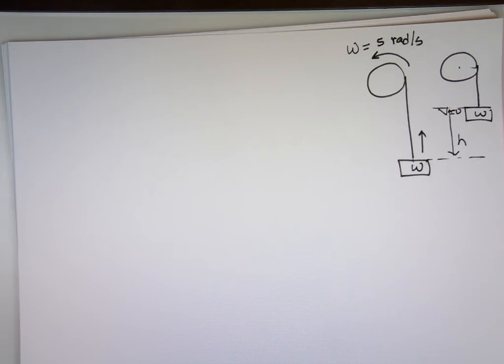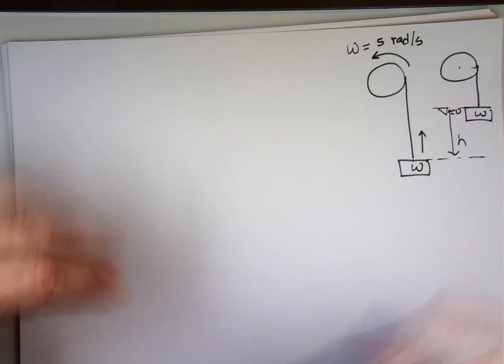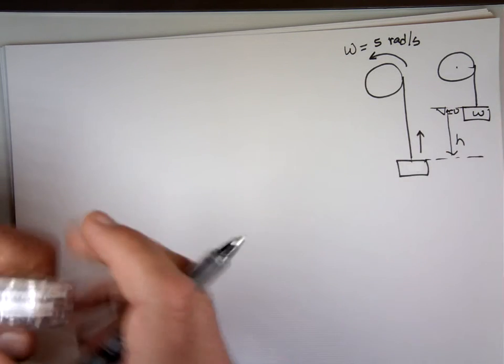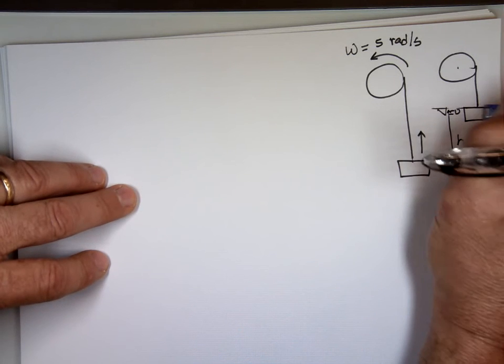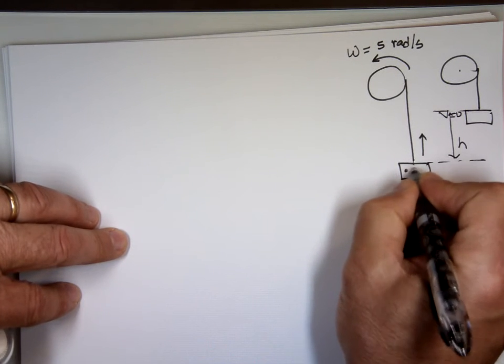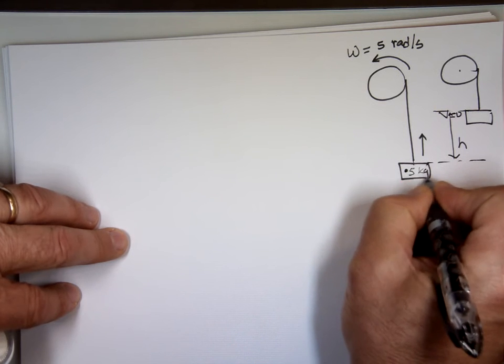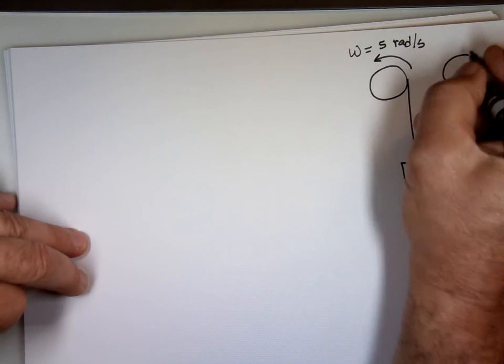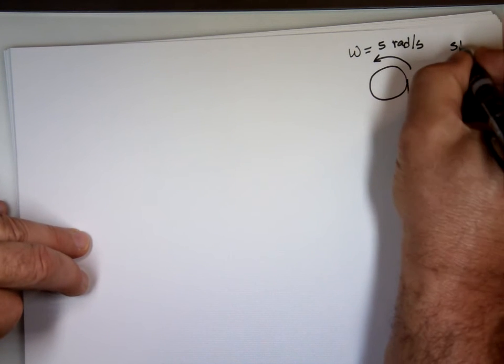And we attach a weight, not too heavy, because if you put too heavy a weight, it's not going to go anywhere. So what's the mass of this? What do you want to put here? Half a kilogram? And how high would it go before this one stops spinning?